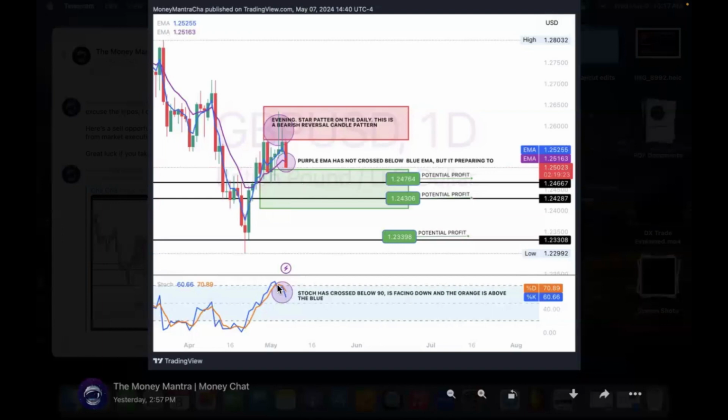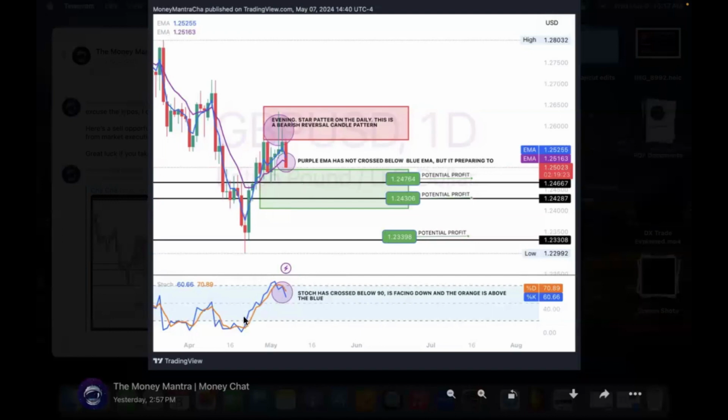Now, last confirmation I had was my stochastic. And again, if the stochastic is facing down, if it has crossed below this top dotted line, which is the 80 line, and if the orange line is above the blue, these are all sell confirmations, and we can see all of those things there.